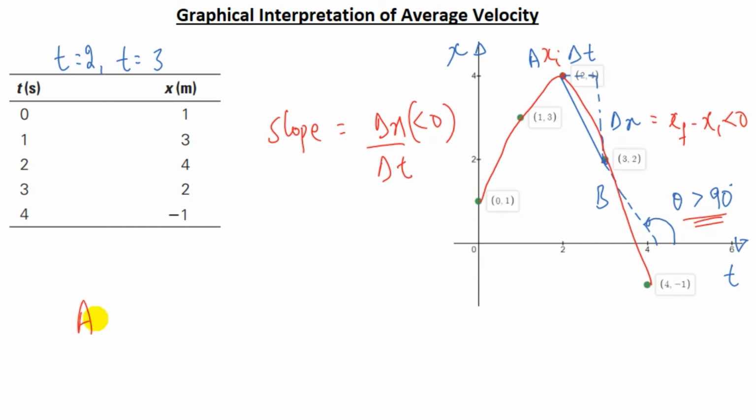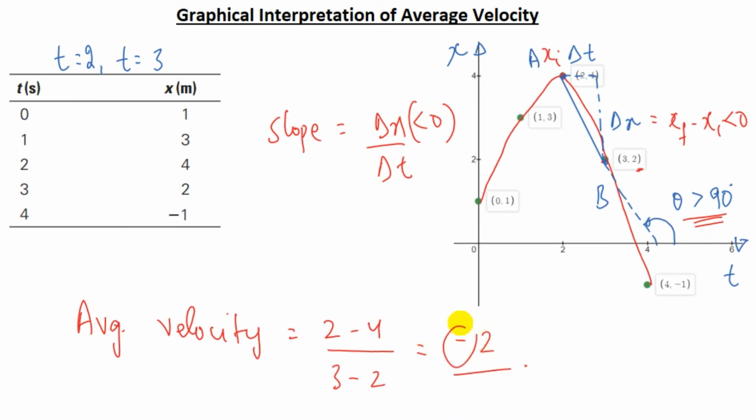So the average velocity will be negative, and its value would be delta x over delta t. Now delta x would be the x coordinate, here we have 2 and here we have 4. So 2 minus 4, divided by, delta t is 3 minus 2. So that would be minus 2. So why is this negative? Because this slope is negative. That is why we obtained this average velocity to be minus 2.